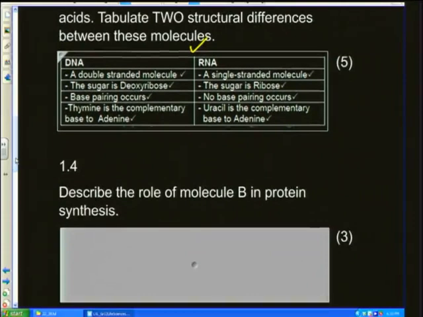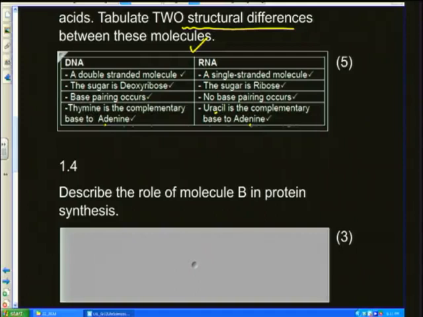Thymine is complementary to adenine. Here, uracil is complementary to adenine. Those are the 3 important differences. We asked for only 2. So we've given 4 there, sorry. And they asked for 2 structural differences. Reading the question is so important.